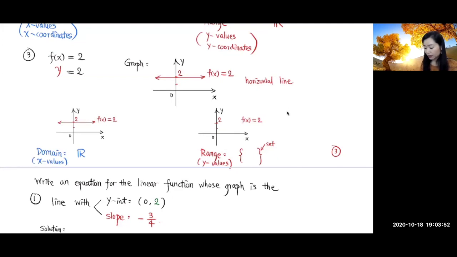What about the range? Well, let's see what kind of y-coordinates the points on this graph take. It looks like they only take on the y value 2 and nothing else. So the range here will be a set. Okay, remember this, a pair of curly braces is the set notation. So it's a set that contains only 2 in it. So you put a 2 inside this set. Okay, so this is the answer for the range. It's a set that has only one element, which is 2.